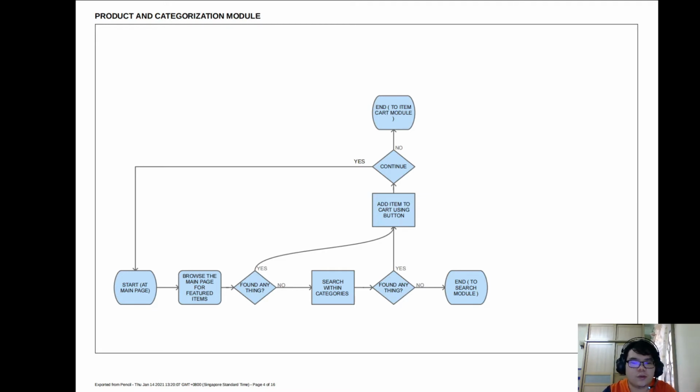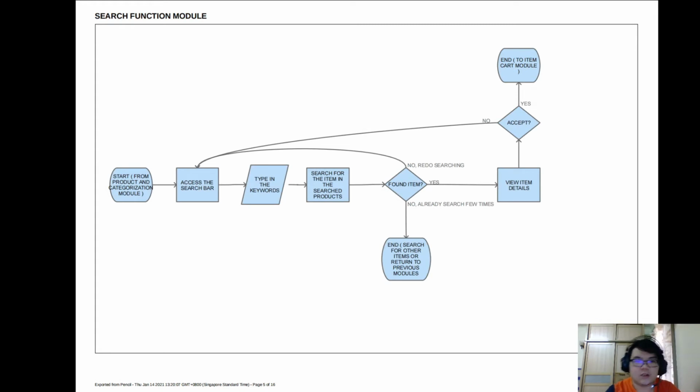They will go to another part, which is the search module. Now this is our search function module. They can access this search function by using the search bar, and they type in the keywords. Then once they have typed in the keywords and pressed enter, the system will search for the item using those keywords.